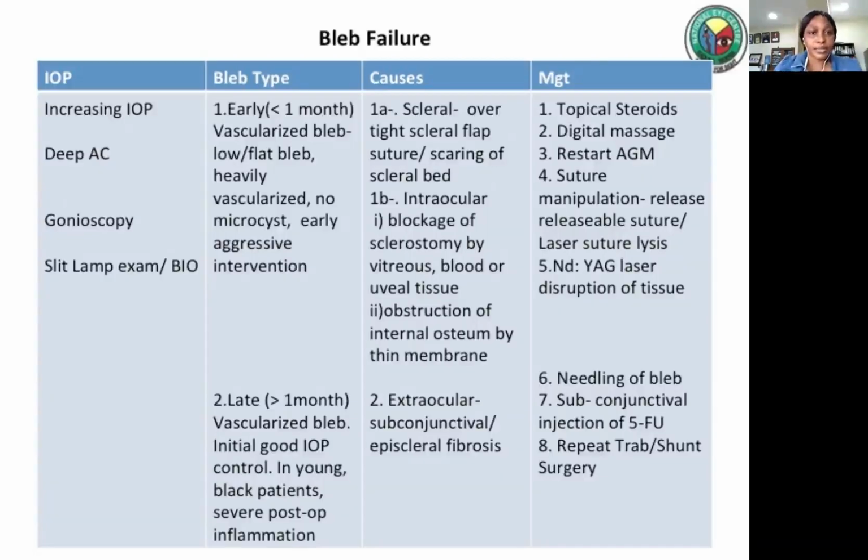Now, sometimes a patient can come in with an elevated intraocular pressure, and yet the AC is deep. Usually, in such cases, it heralds a failing bleb. And so one has to examine to see, is it a vascularized bleb or is it an encapsulated bleb? So here you have to do slit lamp examination, BIO, examine the patient, and then of course gonioscopy that will tell you the cause of the vascularization or the encapsulation. Now, when a bleb is vascularized, usually it is a flat bleb with a lot of vascularization, no microcysts. And this occurs in 6.9 to 36% of patients.